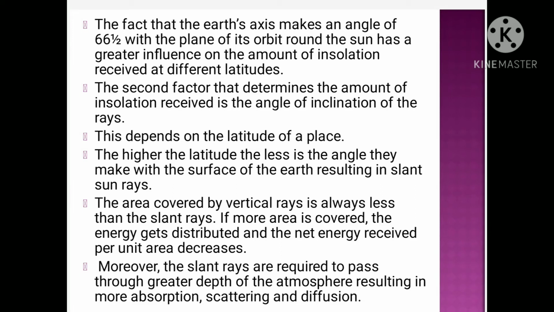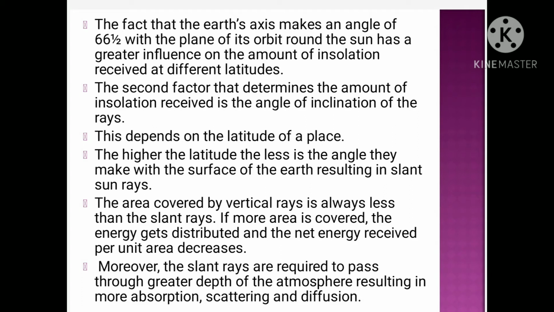The second factor that determines the amount of insolation received is the angle of inclination of the sun rays. This depends upon the latitude of a place. The higher the latitude, the less is the angle they make with the surface of the Earth, resulting in slant sun rays. The area covered by vertical rays is always less than that covered by slant rays. If more area is covered, the energy gets distributed and the net energy received per unit area decreases. Moreover, the slant rays are required to pass through a greater depth of the atmosphere, resulting in more absorption, scattering, and diffusion.